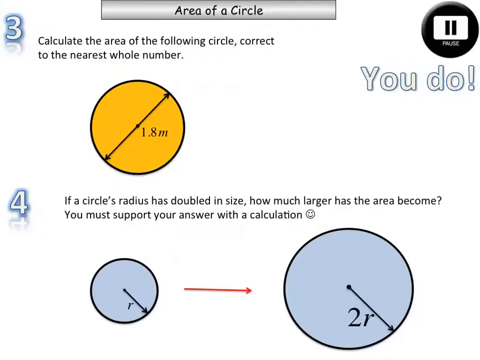Okay, question 3 is calculate the area of the following circle, and the diameter is 1.8 meters. And question 4 is, if you had a circle and then you doubled the radius, doubled the size of the circle, how much bigger is the area gone from the first circle to the second circle?